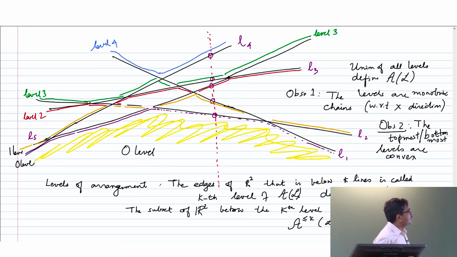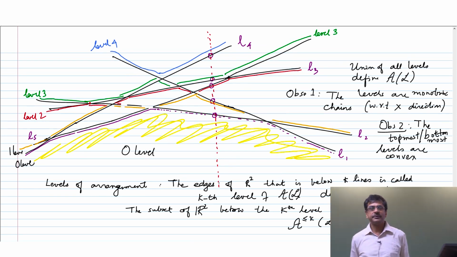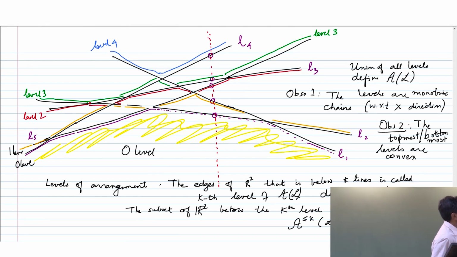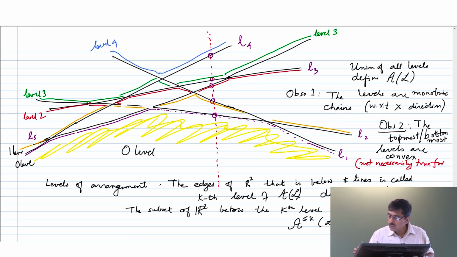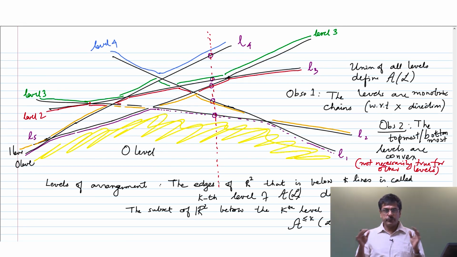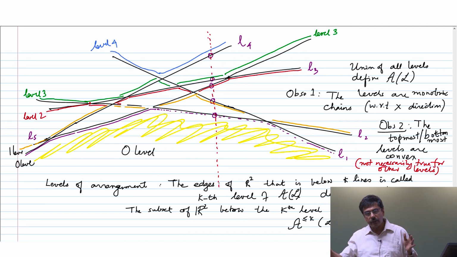So these are some of the properties, the main properties that we get out of a level. No, not necessarily, not at all. In fact, you can see that they will bend. Look at the red chain. It is bending in the other direction. So it can bend in both directions. Okay? So good point. Not necessarily true. So topmost and bottommost have this nice property, intermediate we don't have any property. They are monotonic, but not necessarily convex.